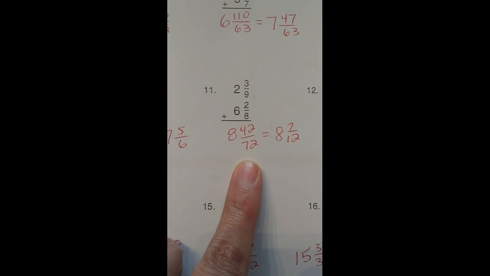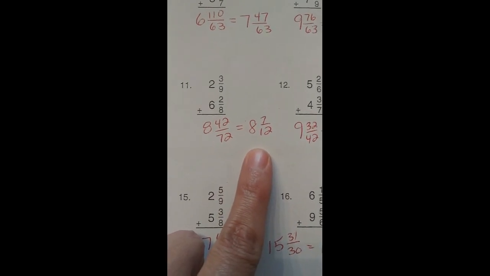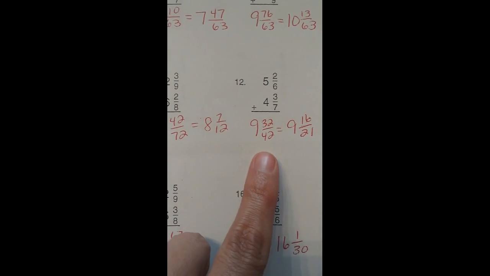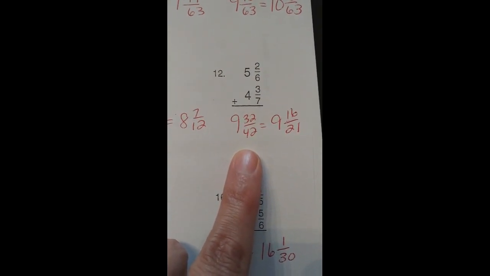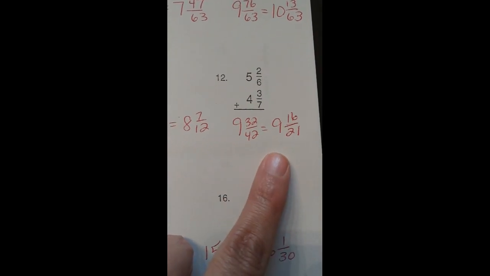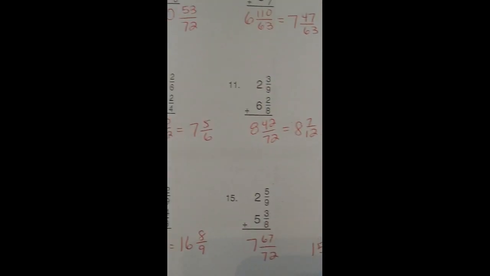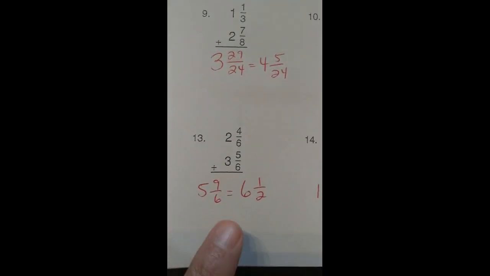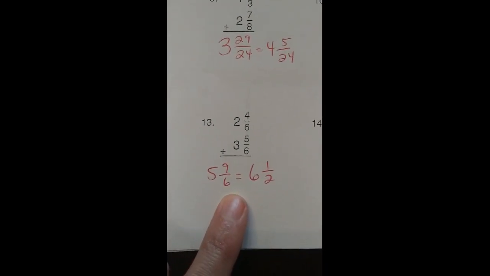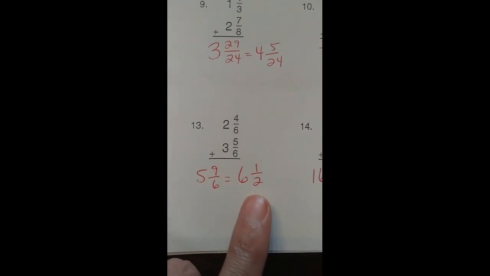Question number 11 is 8 and 42 over 72, and you would have simplified it to 8 and 7 over 12. Question 12, the answer is 9 and 32 over 42, and you would have simplified it to 9 and 16 over 21. Question 13, the answer is 5 and 9 sixths. You would have simplified it to 6 1/2.